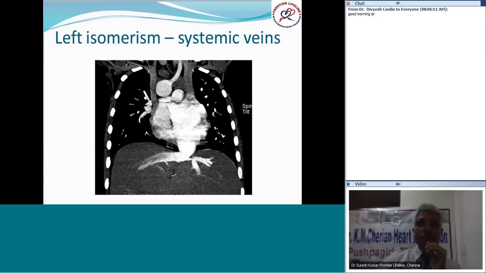This shows the way the hepatic veins would join. Remember, when the IVC is interrupted, hepatic veins are orphaned. They have to go somewhere, and they join the right atrium directly.